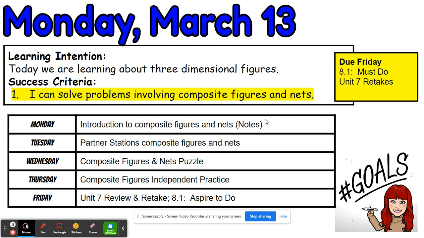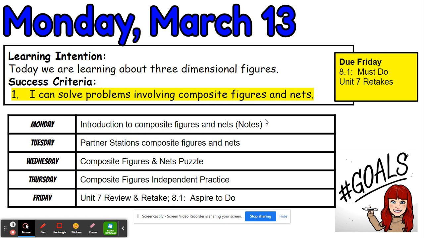What we'll be doing this week is I have already posted our must do, where I have a video of this actual lesson, and then I will have our independent practice as well as the should do's posted for you on Google Classroom. Today during class, we will work on our introduction to composite figures and nets. That'll be notes. We'll do some partner stations tomorrow with figures and nets. We'll have our composite figures and nets puzzles. And then on Thursday, I'll make sure that you have plenty of time to finish up that independent practice, as well as the IXLs and the Aspire To Dos.